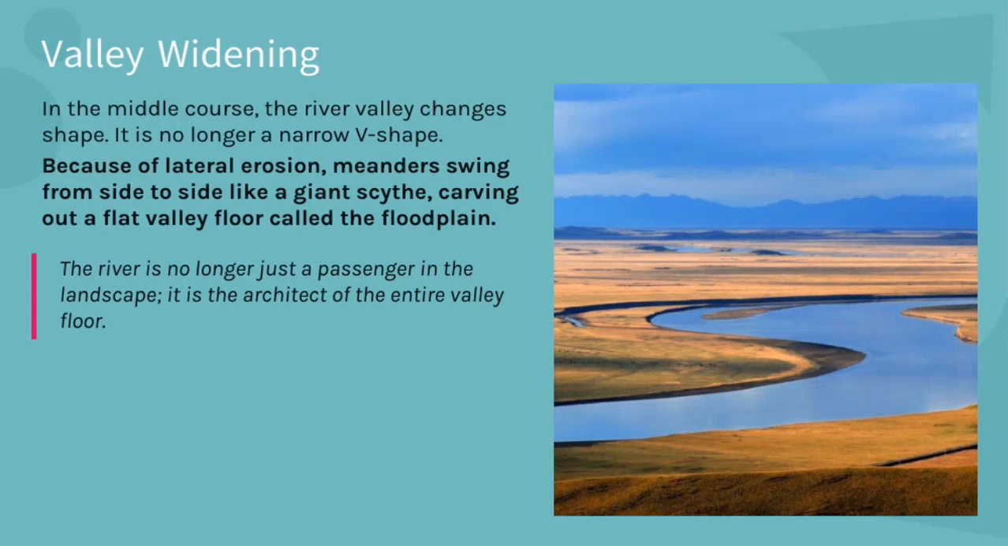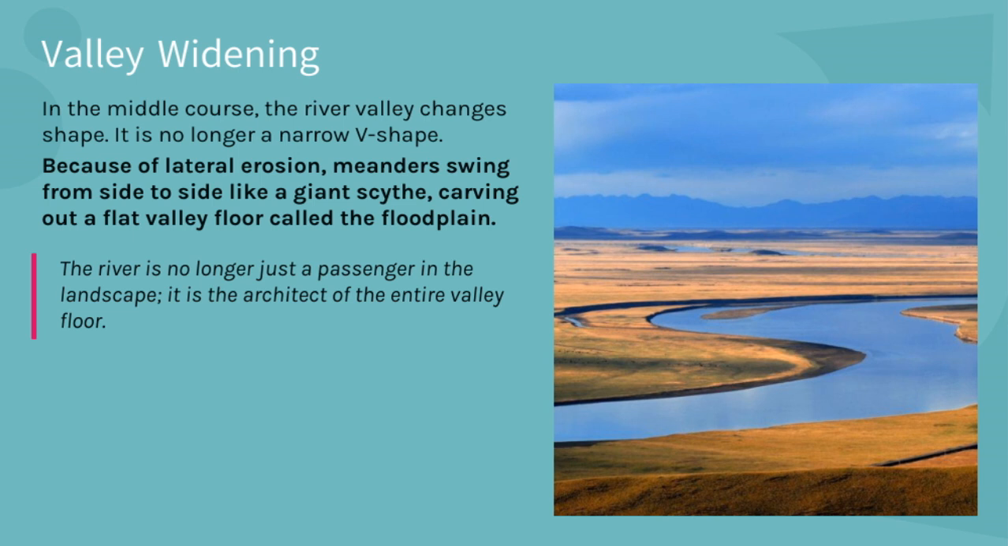In the middle course, the shape of the valley changes. In the upper course, the valley is often narrow and V-shaped because vertical erosion is dominant. But in the middle course, the gradient is gentler and the river starts to erode sideways. This creates a much wider valley floor. Meanders swing from side to side across the landscape. As they migrate, they erode the valley sides and widen the valley floor.